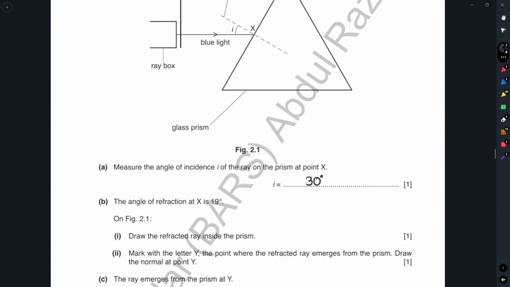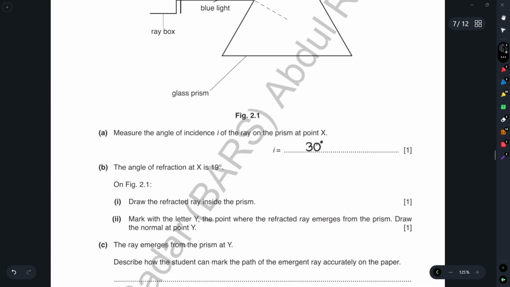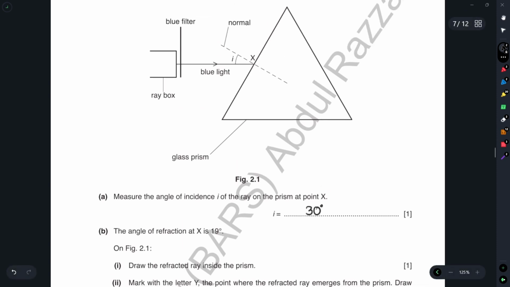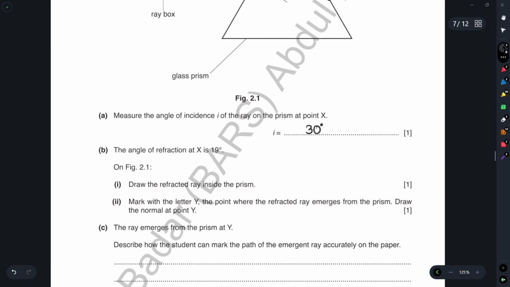The angle of refraction at X is equal to 19 degrees. Draw the refracted ray inside the prism. Mark with letter Y the point where the refracted ray emerges from the prism. Mark the normal at point Y. Take care. So this right here is going to be 19 degrees. This right here is the point Y where your ray is going to emerge. ठीक है. इसको हम यहाँ पे लिख देते हैं.